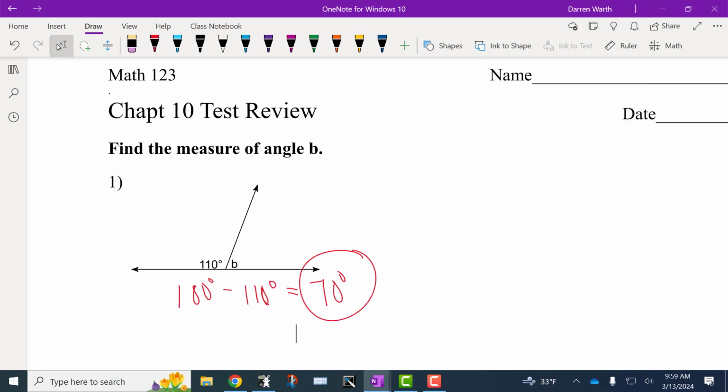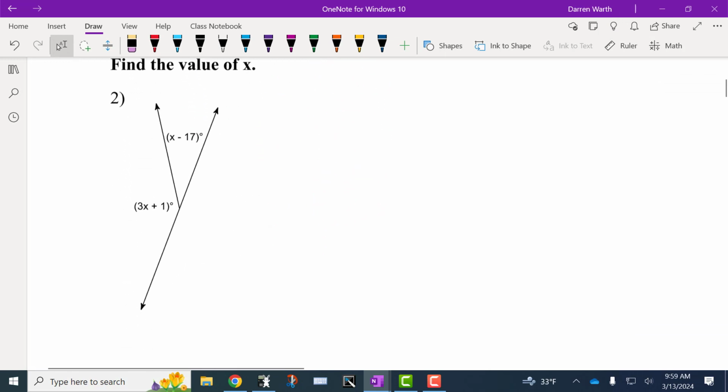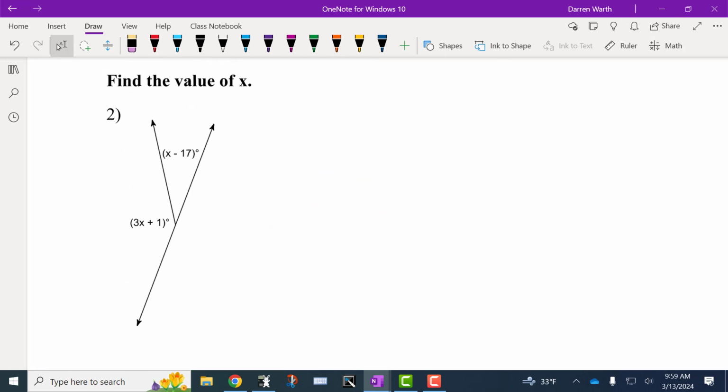So then on number 2, it says find the value of x. Again, you're going to notice that you do have a straight line here, so we know that the straight line adds up to 180 degrees. All we have to do is add these two together and set it equal to 180. So we're going to take 3x plus 1, add x minus 17 to it, and set that equal to 180.